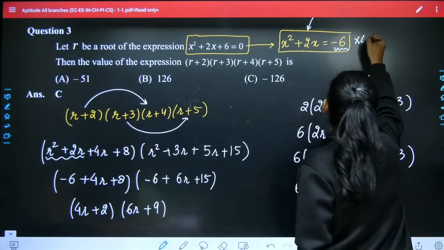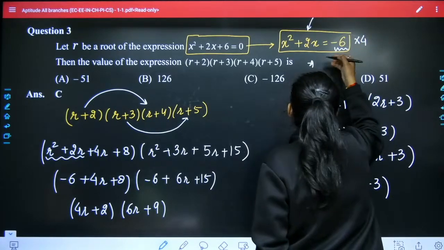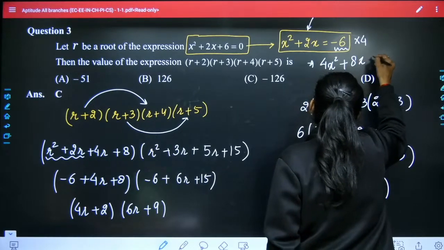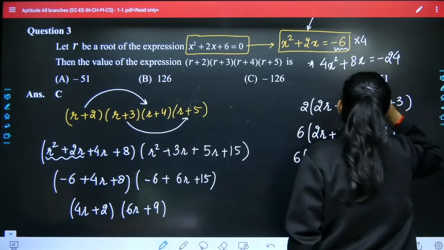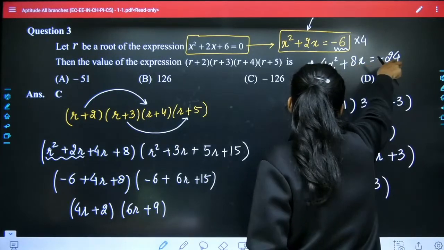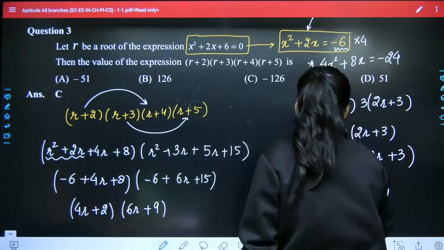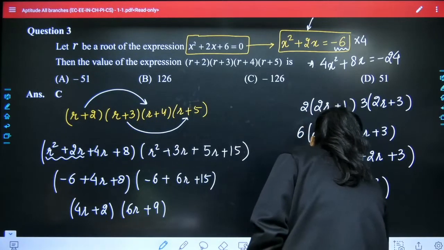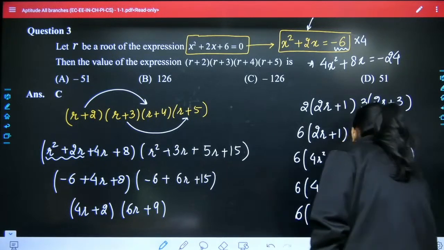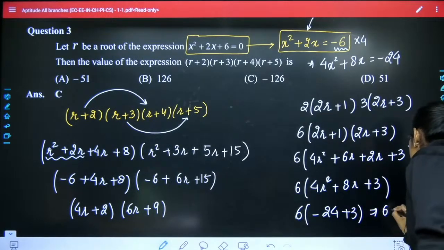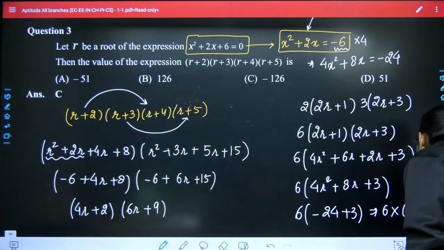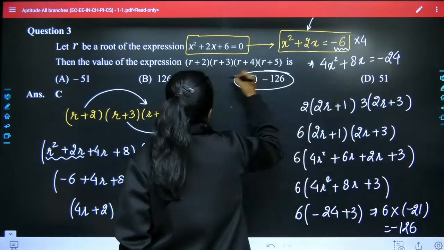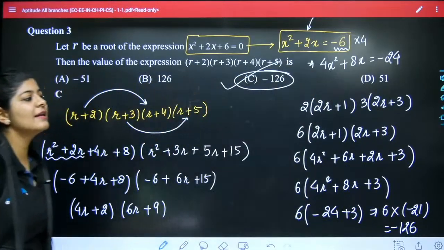Now multiply this equation by 4, we can get the value of 4x square plus 8x, that is equal to minus 24, right? Now just simply put the value of this term over here. So we can write it as 6 into (minus 24 plus 3), and we will get our answer as 6 into minus 21, and it will be minus 126. So the correct answer is option number C.